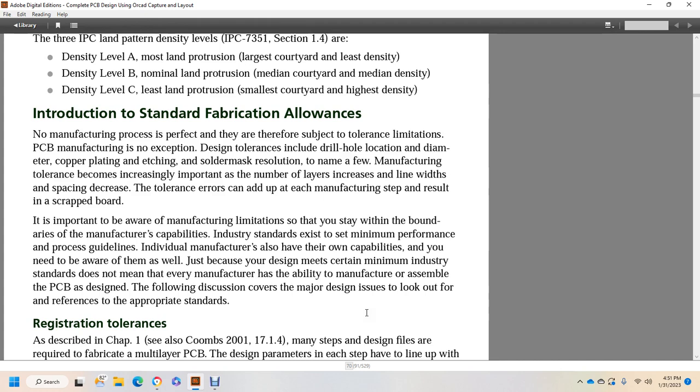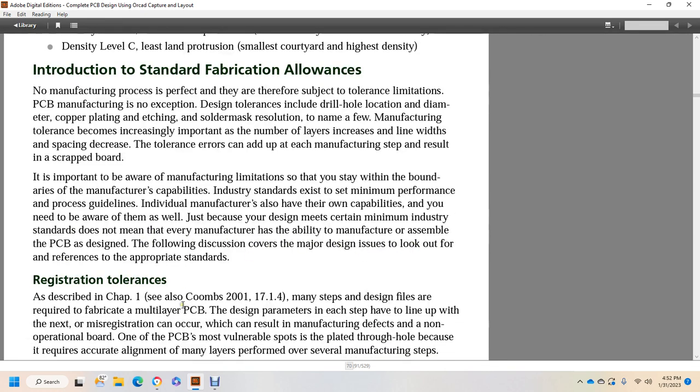It's important to be aware of all of the manufacturer's limitations so that you stay within the boundary of the manufacturer's capability. Industry standards exist with minimum process performance guidelines, and individual manufacturers also have their own capabilities, which you need to be aware of as well. Just because your design meets a certain minimum industry standard does not mean that every manufacturer has the ability to manufacture or assemble the PCB as designed. The following discussion covers the major design issues to look at, with reference to the appropriate standards.